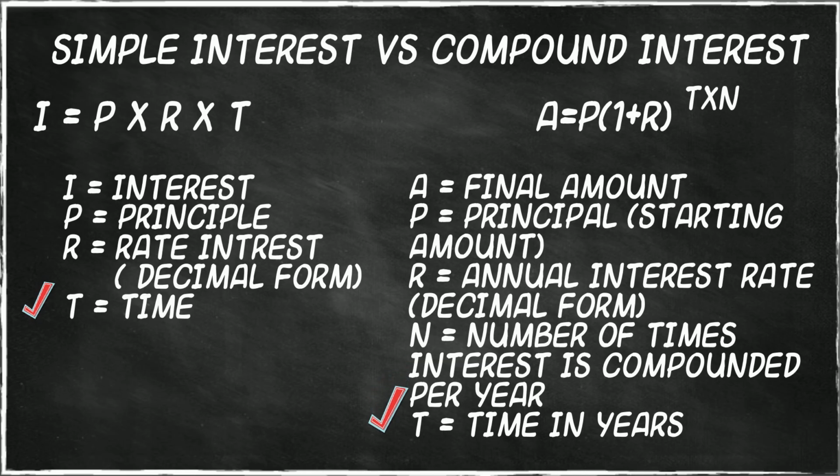In other words, how often will you get paid interest? And in these examples, we're just going to get paid interest once. So T will be 1 times the amount of years. So let's get started with a couple of examples.